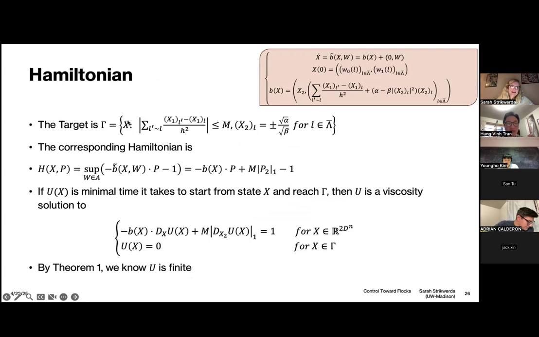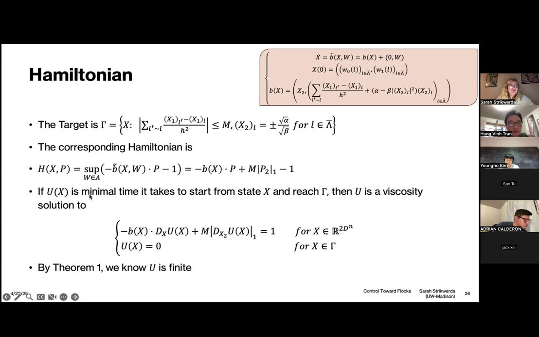So it's the x's where this discrete Laplacian is less than m, and x2 is going to be, for all of the l's, plus or minus the square root of alpha over beta. And then the Hamiltonian is going to be h of x, p. That's just going to be the sup over our controls of negative b tilde x w dotted with p minus 1. So that looks like this.